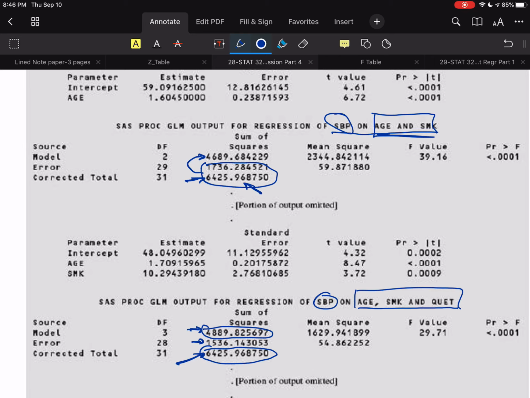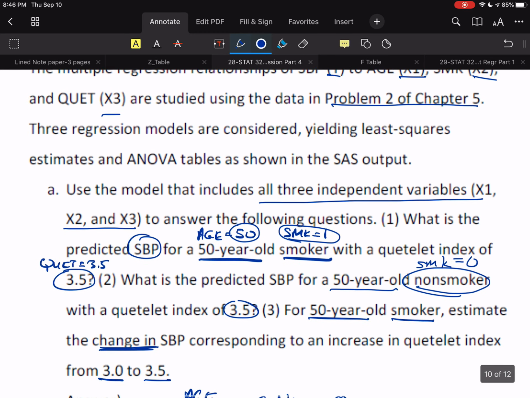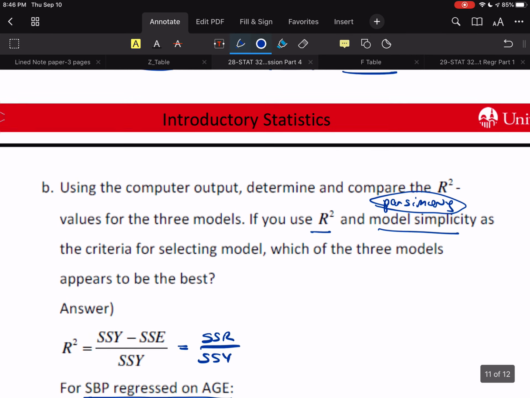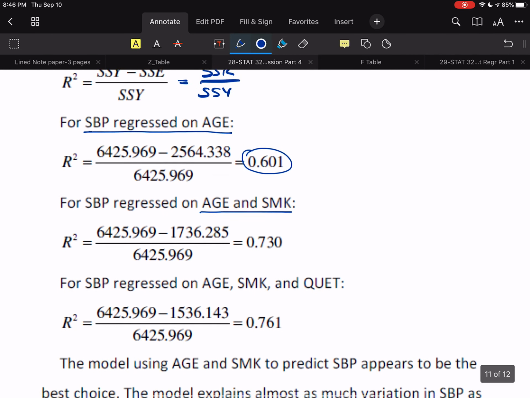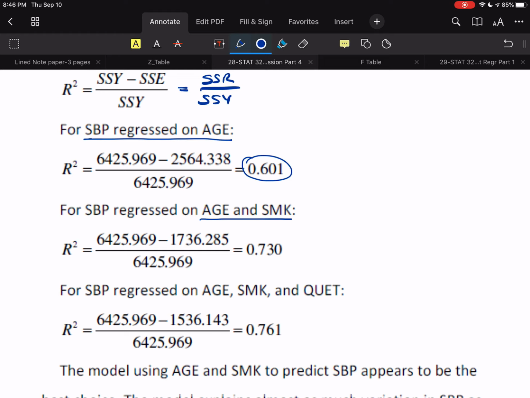So this is a little higher, so it's going to give us a little higher R squared, and we expect that because we have more variables in there. The question is, is it enough to want to include the extra complexity of that extra variable in there? So here we have age and smoking, 0.730 for our R squared, and here we have 0.761. So there's a pretty big jump here. So I would definitely want this one.